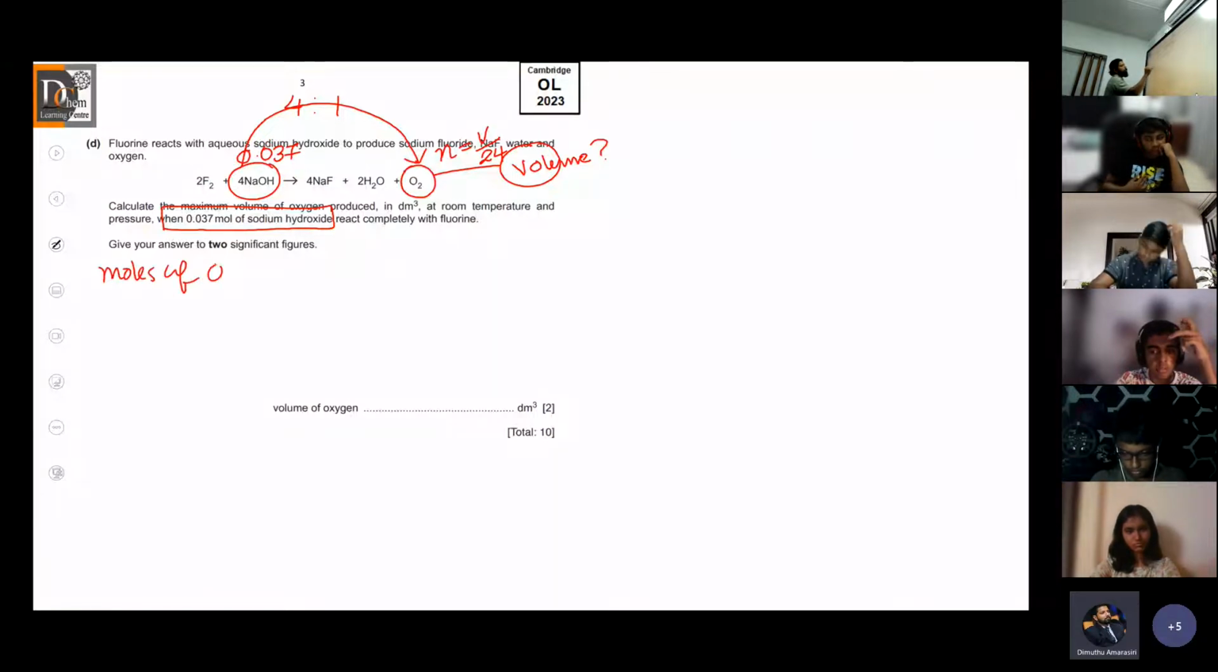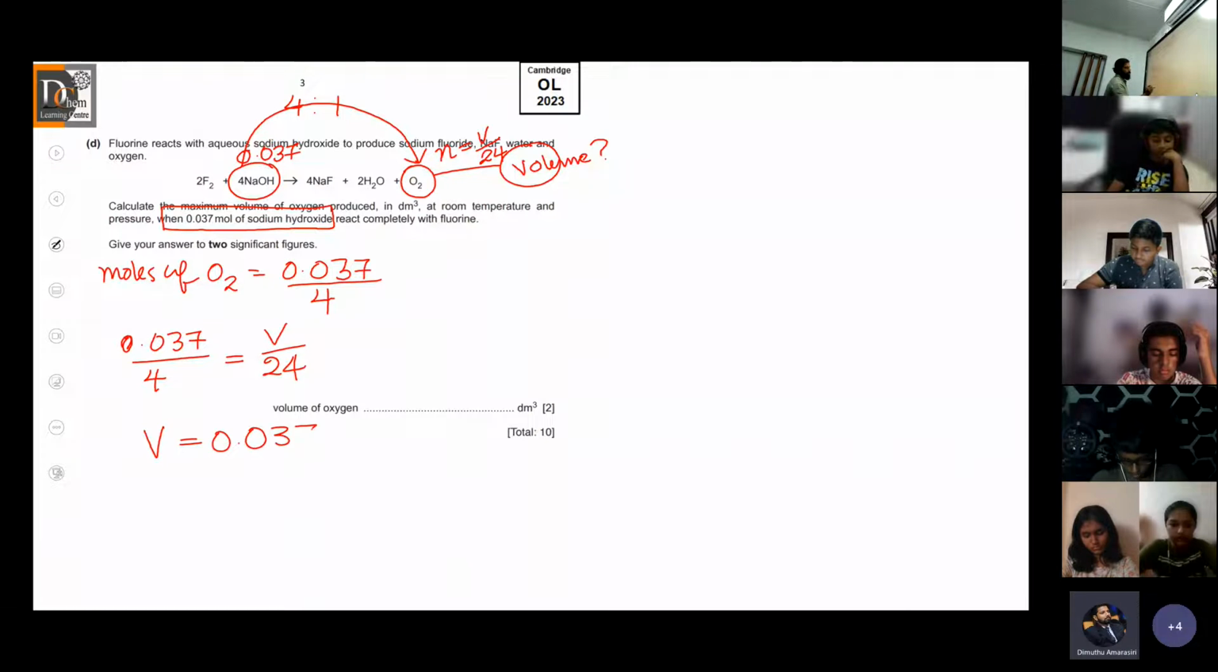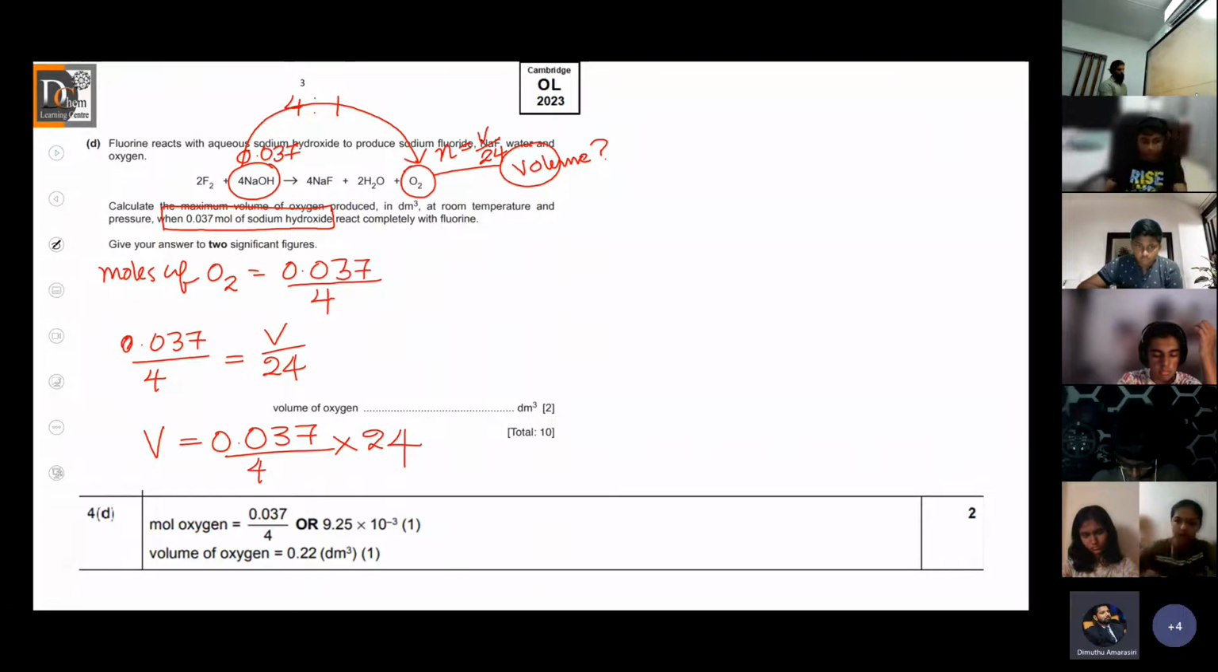So then you find the moles of oxygen: 0.037 divided by 4, right? And moles you can substitute into that equation. Divided by 4 is equal to V/24. So then the volume is 0.037 divided by 4 into 24. The answer is 0.22 dm cube.